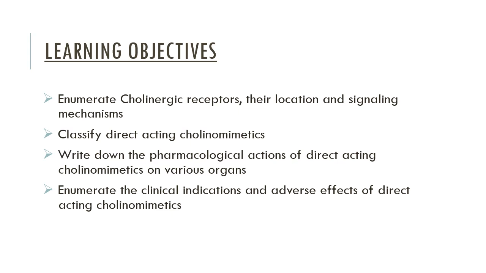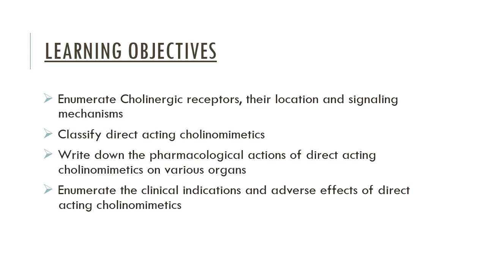Then the next thing you are supposed to know is that you should classify direct acting cholinomimetics. Direct acting means they have a direct effect on the muscarinic receptor and a direct effect on the nicotinic receptor. So you have to classify. Next, the pharmacological actions of direct acting cholinomimetics on different body organ systems. What will be the effect on the eye, the heart, the GIT, just like that, you should know.